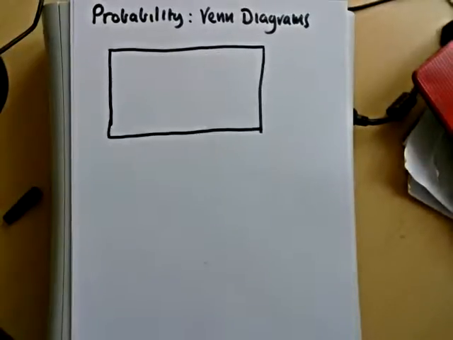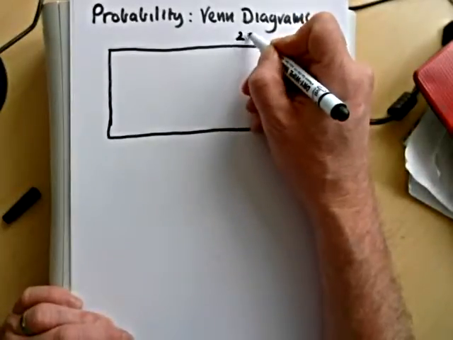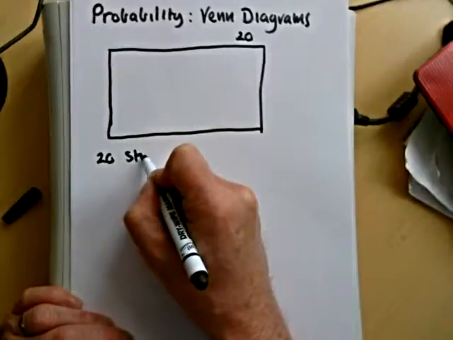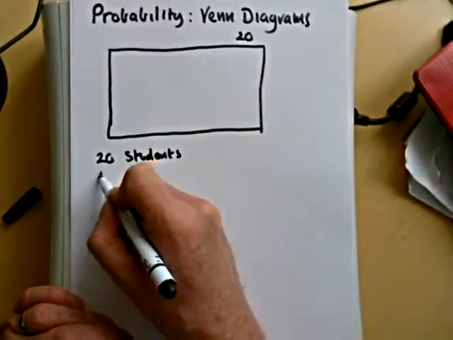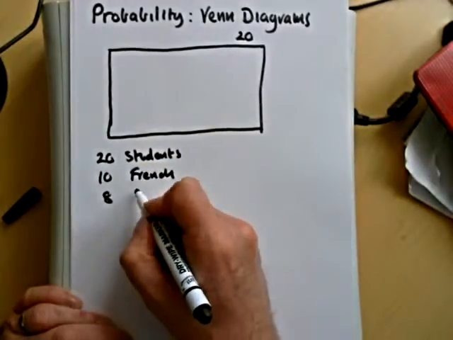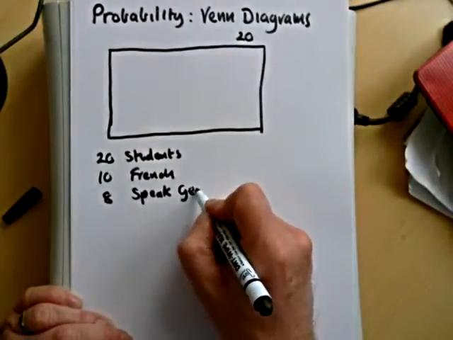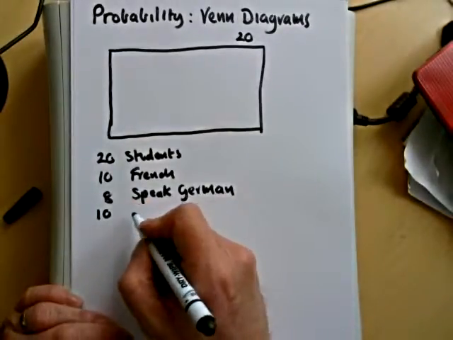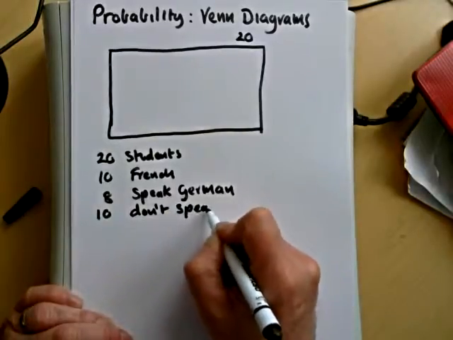In this video we're going to look at Venn diagrams. Suppose we've got a class, and in that class there are 20 students altogether. Some of the students speak French, 10 speak French, 8 speak German, and 10 don't speak French or German.